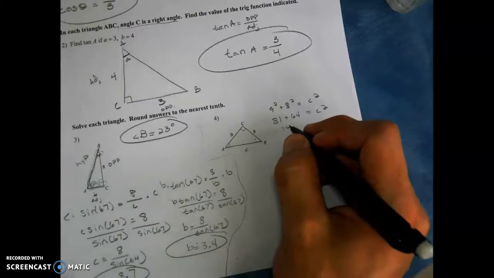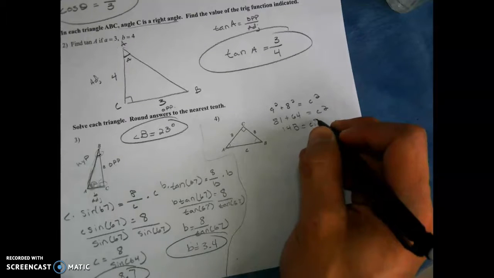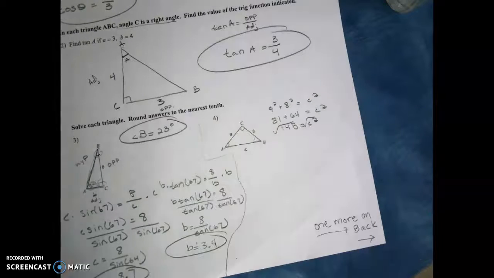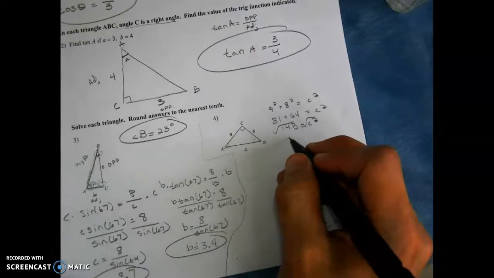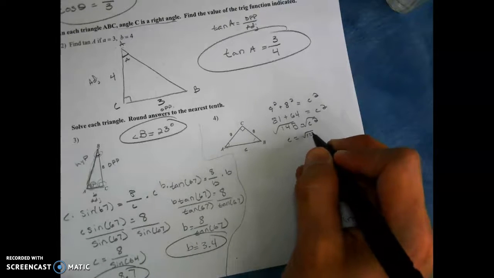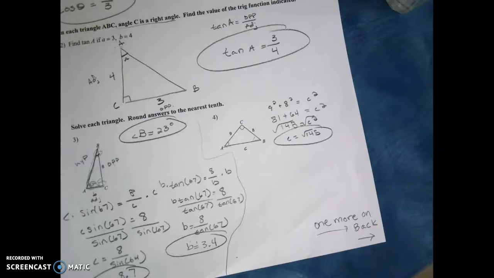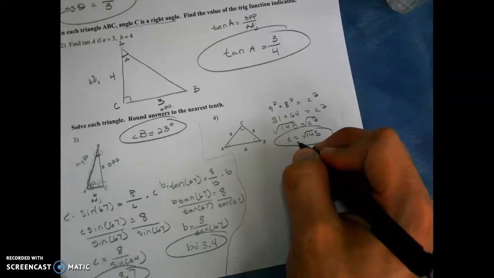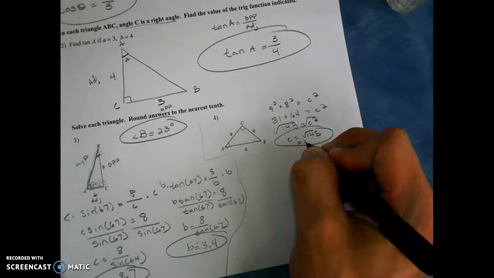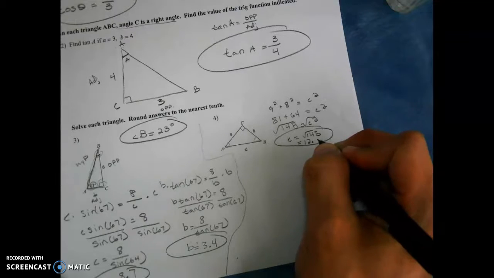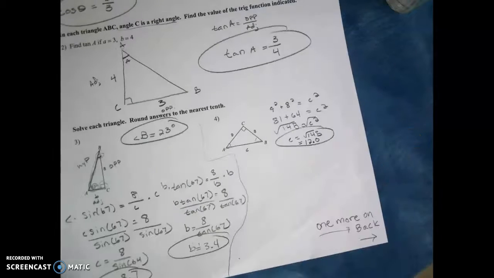And we get 145 is equal to c squared, square root, square root. So we'll just have c is equal to the square root of 145. We'll leave it as that. Or, actually, I changed my mind. We can have 12.0 as an answer as well. Okay, so either of those are fine.